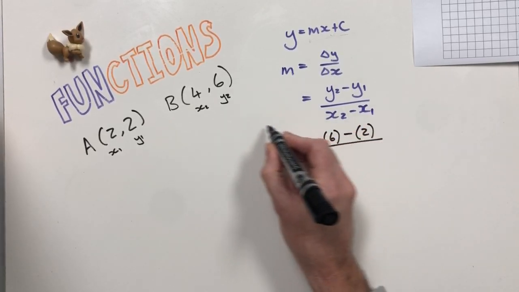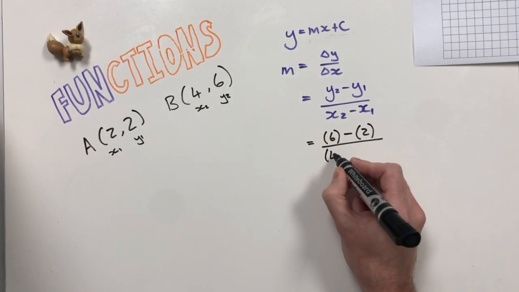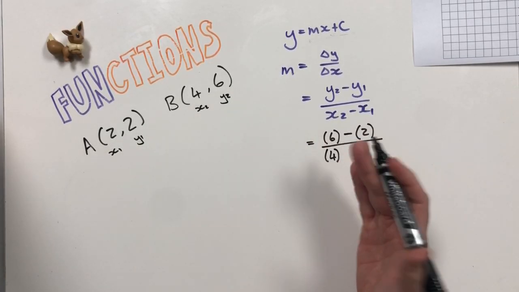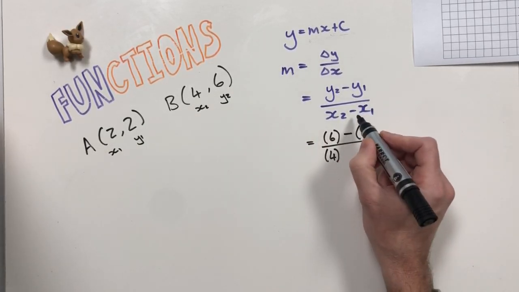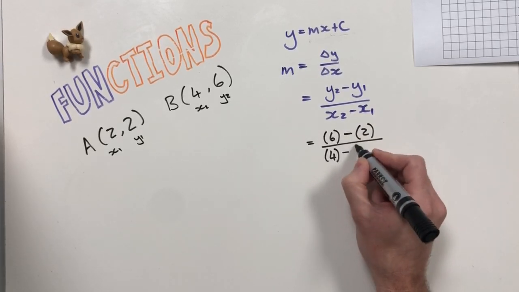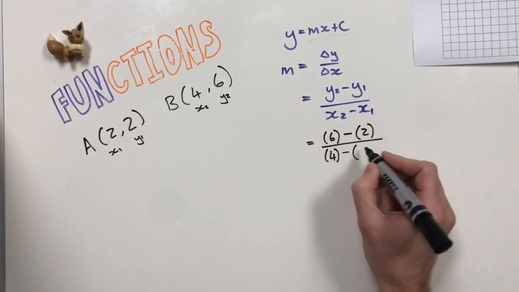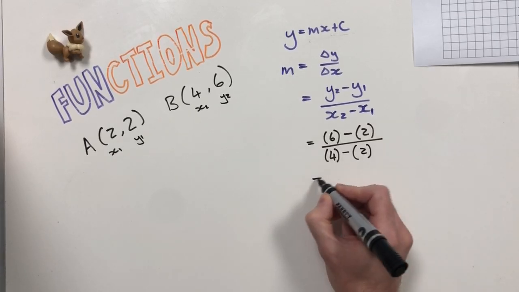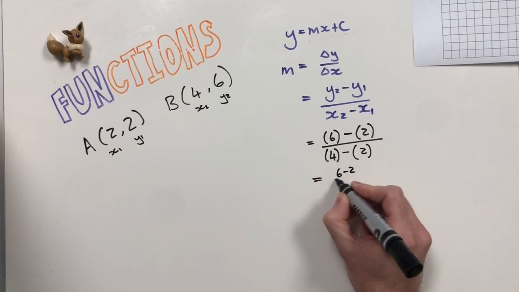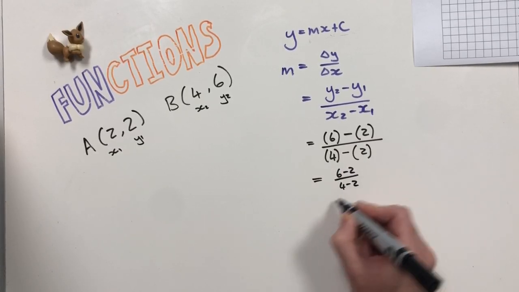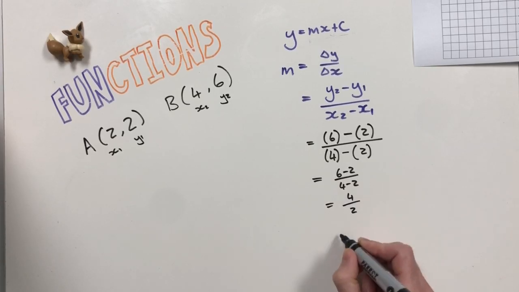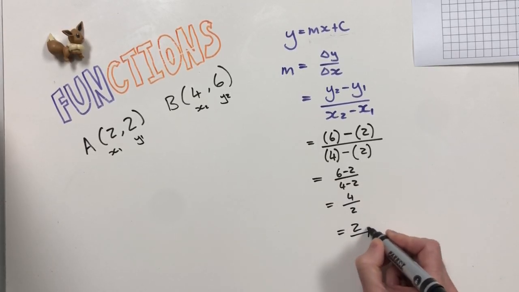And the x2 in this case is the 4. Didn't have to put brackets because everything's positive values, but it's just a good way of writing it. And for our next one, we have our minus, and x1 in this case would be 2. So this is 6 minus 2, nothing weird there, and 4 minus 2. So 6 minus 2 is 4, 4 minus 2 is 2. So our gradient is going to be 2.